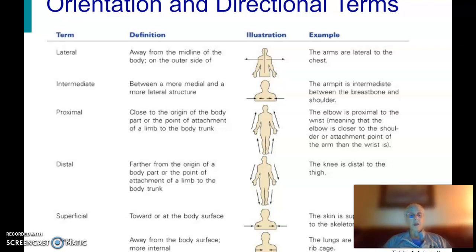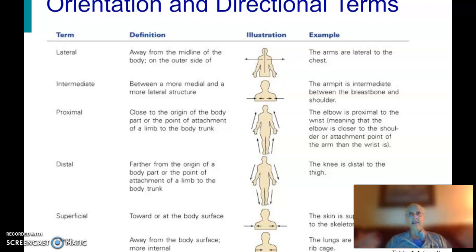And then the last pair we have is superficial and deep, and a lot of times they are very similar to anterior and posterior. To be exact, on a matching, I would never give anterior and posterior and superficial and deep as options because they could be used interchangeably. So superficial is towards the surface of your body, deep is further inside. So the most obvious superficial on us is our skin. So my skin is superficial to my muscles.